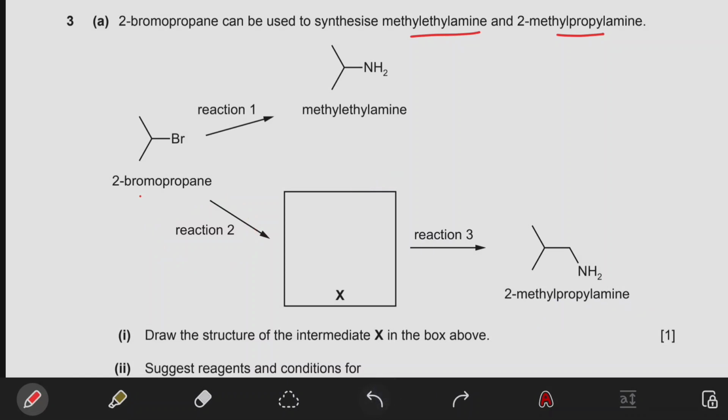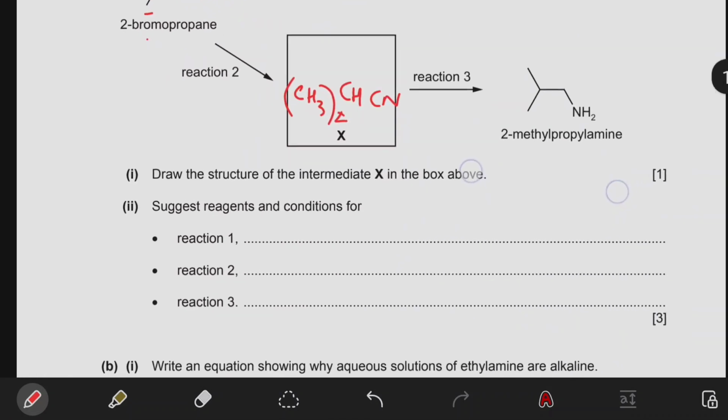So definitely nitrile would be forming here in this intermediate. So what would be the structure? It would simply be CH3, these are CH3, right? There are two CH3, and then this, what is this? It's actually CH. Then we have a Br, but we need to remove the Br and attach the CN to it. So CN. So this is the intermediate.